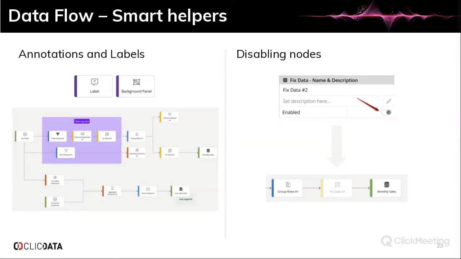So this feature is very handy as well. You can always disable and enable again. Of course, it may have impacts on the nodes after this node, but that's up to you to see how to use that smartly. All right, so that's for data flows.